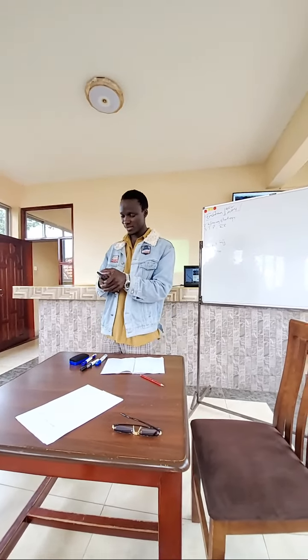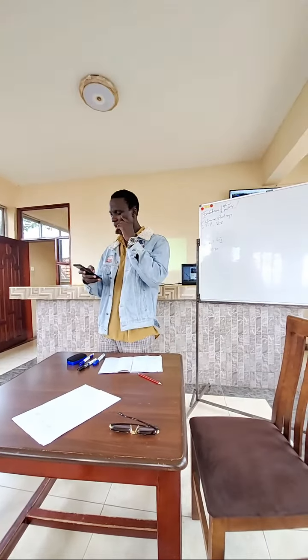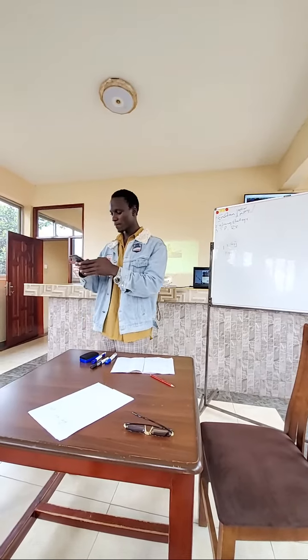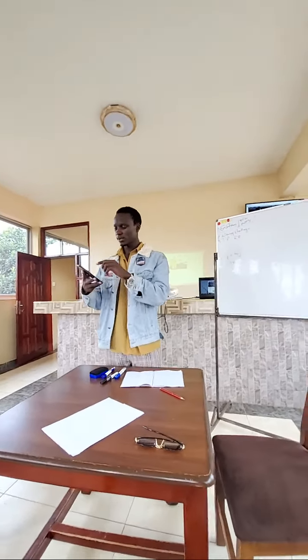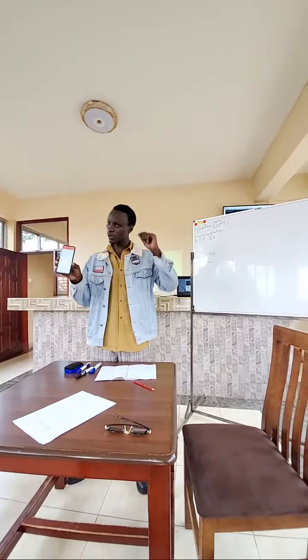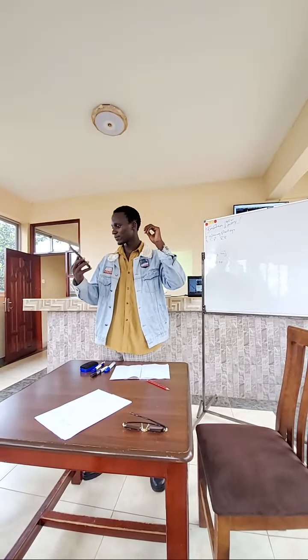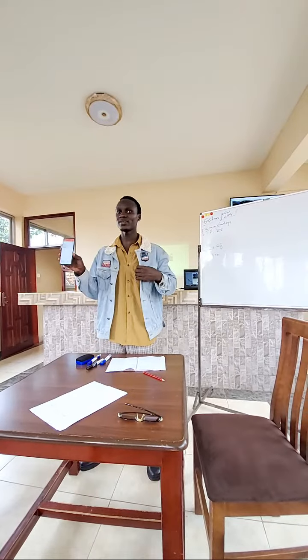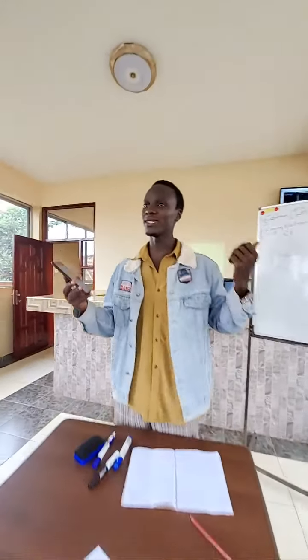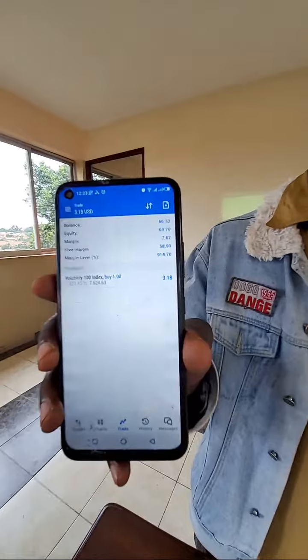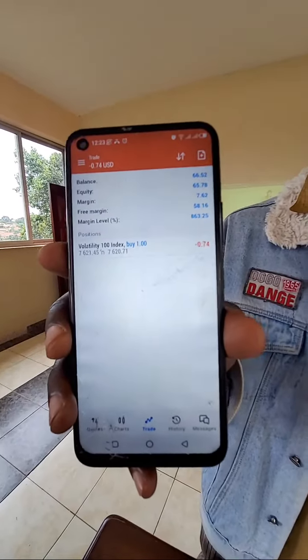I'll demonstrate this. So I'm going to buy, this is VR100 for those of you who don't know about it, don't worry about it. So this is VR100. I've bought it with a full lot, $1. VR100 is some volatility index. I've bought it using a full lot.